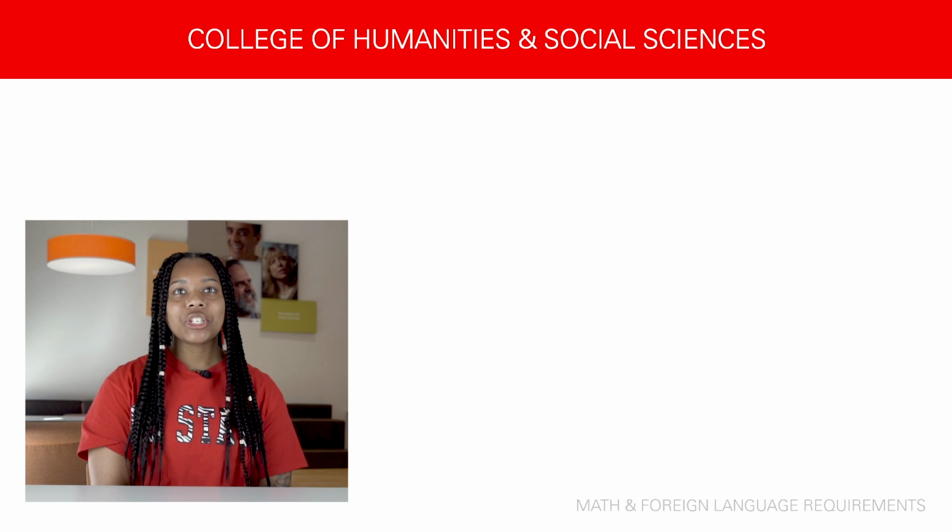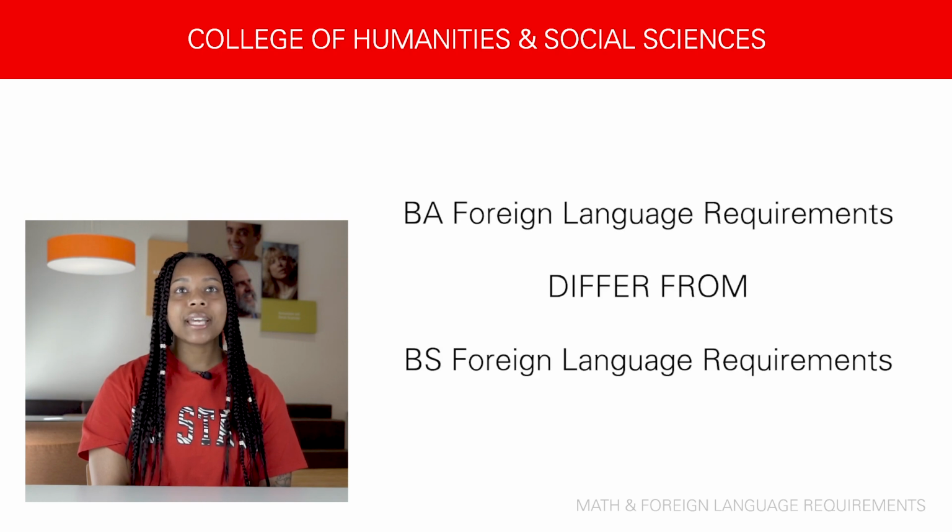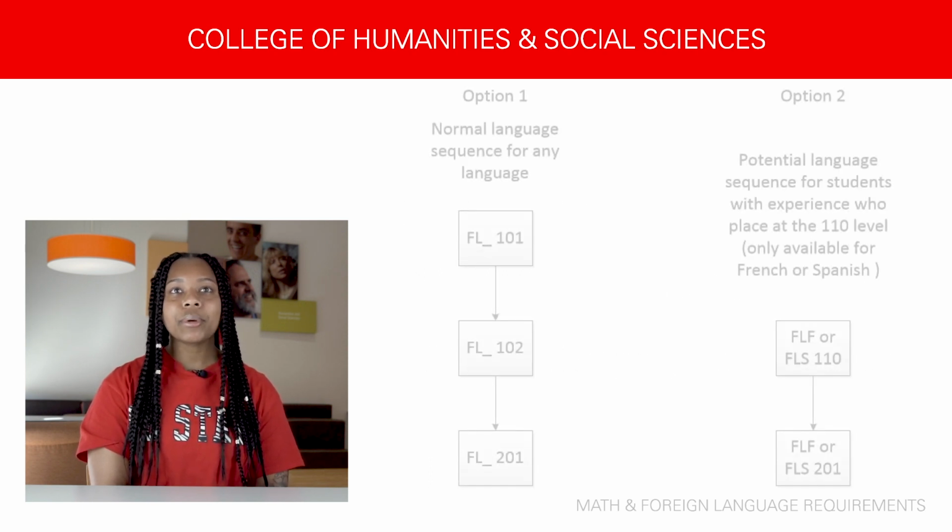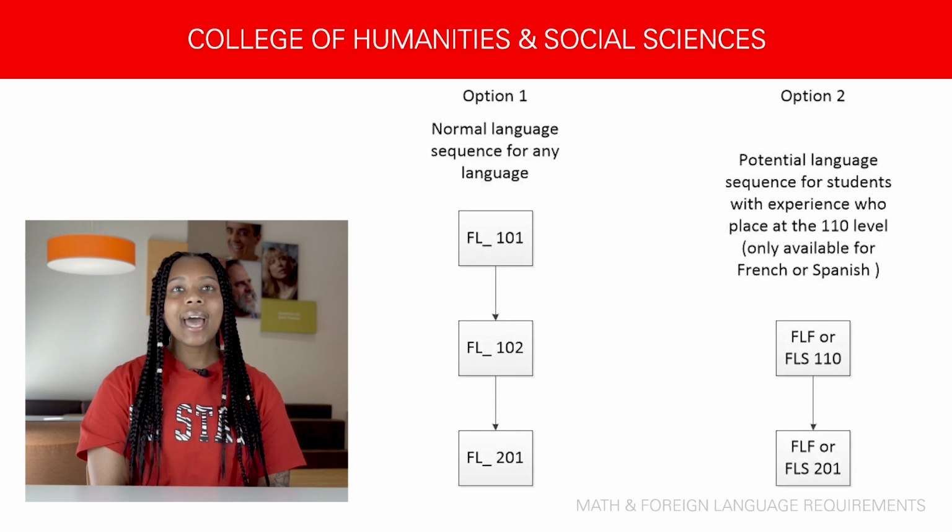Again, the following information about foreign language applies to those in a Bachelor of Arts curriculum. Bachelor of Science students have different requirements and should consult their degree audit for the precise details. Humanities and Social Sciences BA students are required to complete a foreign language through the 3rd semester level. At NC State, this is the FL 201 course. There are several options for completing this requirement. Option 1. Take the traditional 3-course sequence, FL 101 to FL 102 to FL 201.